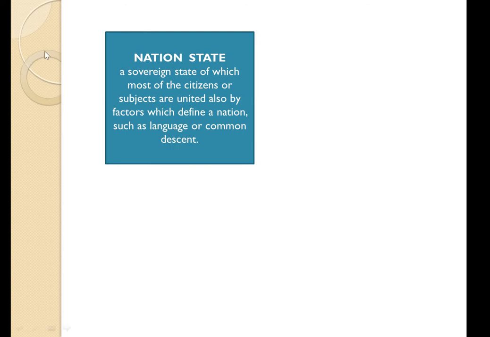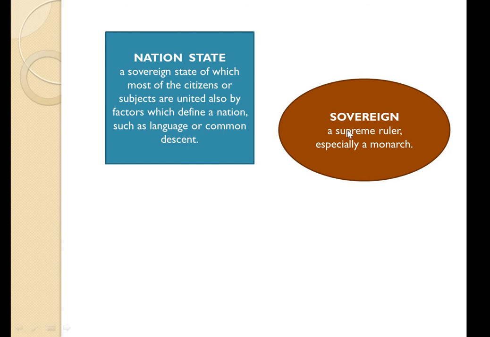Now, you need to understand the meaning of the word nation state. We saw that Switzerland and the US were already nation states. It is a sovereign state of which most of the citizens or subjects are united and defined as a nation, one under a particular rule, such as language or common descent. They are unified by language, descent and ideology, all under one sovereign. That is the meaning of nation state. Don't get confused when you hear these terms, because these are key words. What is the meaning of the word sovereign? A supreme ruler, especially a monarch. So everything comes under the monarch. I'm giving you these terms so that you understand the points better.